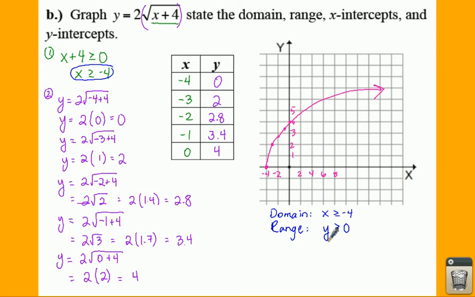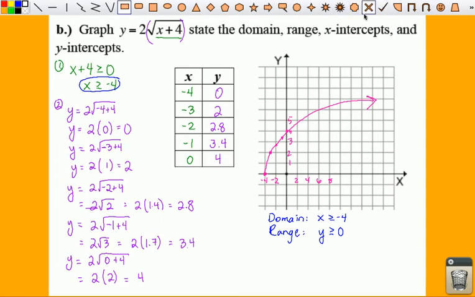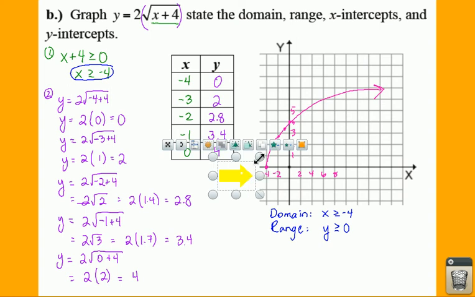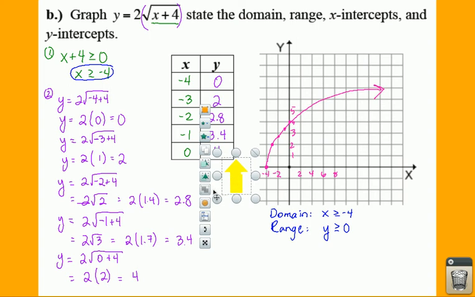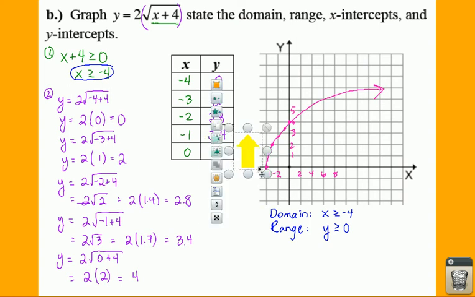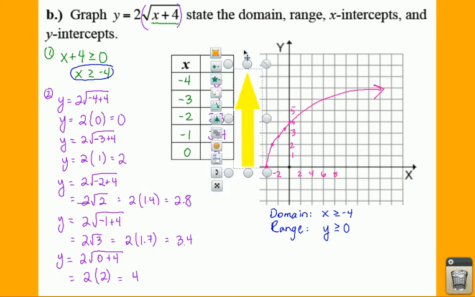Notice your y values. Didn't we already say our range is going to be greater than or equal to 0? So we start here at 0. Yep, that's pretty nice. Start at 0, and then you're just going to be going up. So from here, take this and rotate it. You are starting at 0 and moving your way up. So that's your range. Going up, going up, never stops going up. So your range is y is greater than or equal to 0.